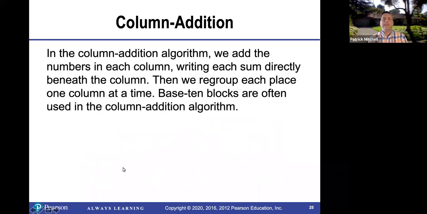Column addition. In the column addition algorithm, we add the numbers in each column, writing each sum directly beneath the column. Then we regroup each place one column at a time. Base 10 blocks are often used in the column addition algorithm.